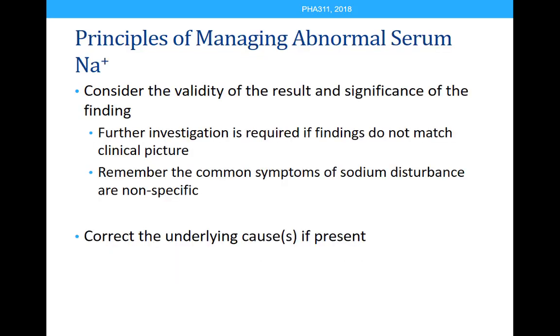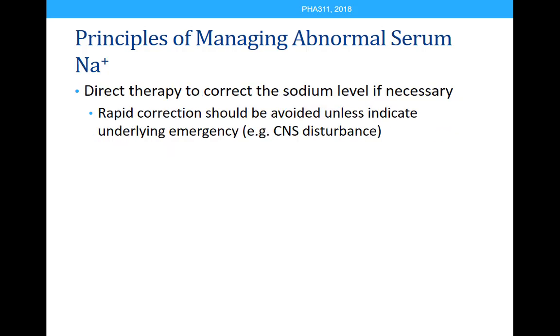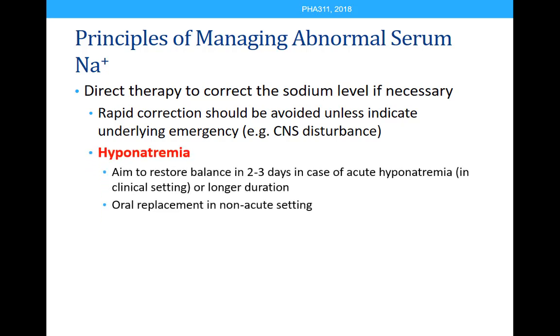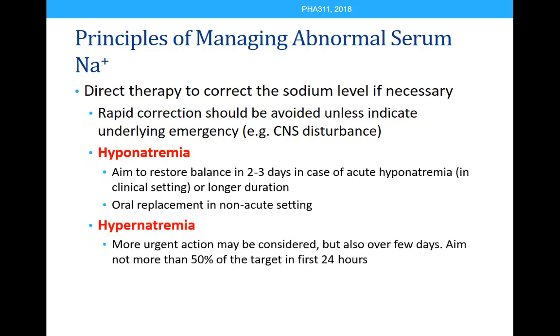How do you manage abnormal serum sodium level? Just general guidelines. First of all, remember this point. Consider the validity of the result and significance of the finding. Further investigation is required if your findings do not match with the clinical picture of the patient. If underlying cause is there, you can correct that. Okay. This point, remember, rapid correction. In case of chronic hypernatremia, should never do that. Hyponatremia, general points. Hyponatremia, you try to restore balance in 2 to 3 days. Oral replacement can be given in non-acute setting, just tablets.